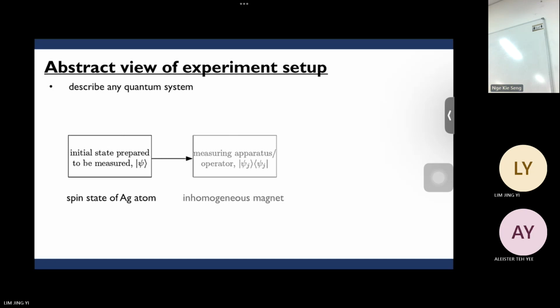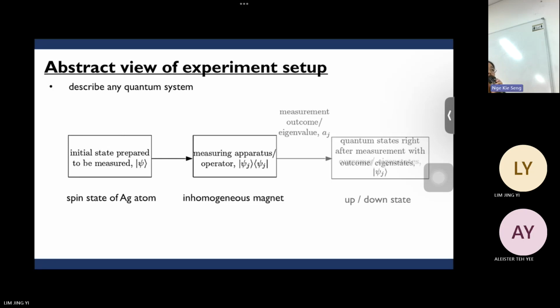In the first step of the Stern-Gerlach experiment, we prepare the silver atom. In describing any quantum system, the first step we need is to prepare an initial state. The initial state can be anything that's measurable. For the Stern-Gerlach experiment just now, it is the spin states. On the other hand, if you want to study the motion of electrons, the state that you need to prepare will be the momentum.